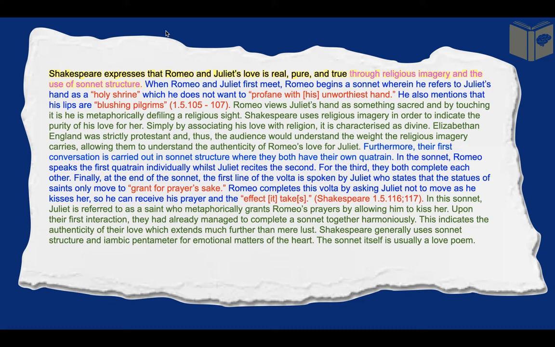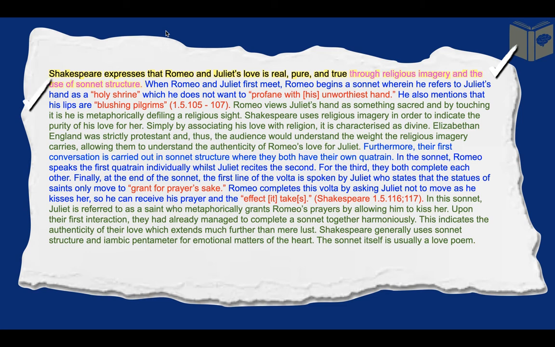In this sonnet, Juliet is referred to as a saint who metaphorically grants Romeo's prayers by allowing him to kiss her. Upon their first interaction, they had already managed to complete a sonnet together harmoniously. This indicates the authenticity of their love, which extends much further than mere lust. Shakespeare generally uses sonnet structure in iambic pentameter for emotional matters of the heart, and the sonnet itself is usually a love poem. There's a claim that explains the what and the how.